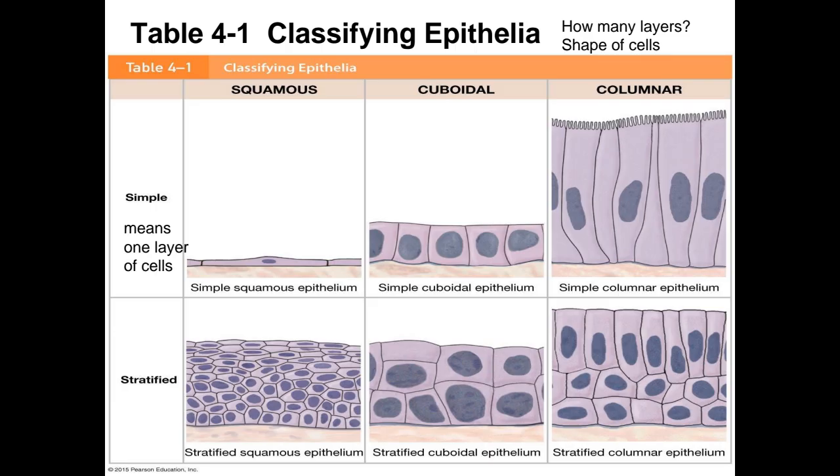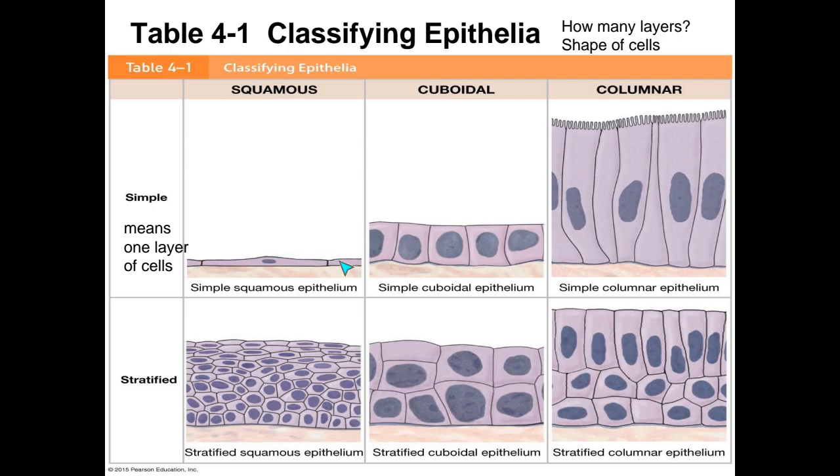The term simple means one layer of cells. And if it's stratified, it means that there are several layers of cells. So anything more than one is considered several. Okay, so do you see this is one?